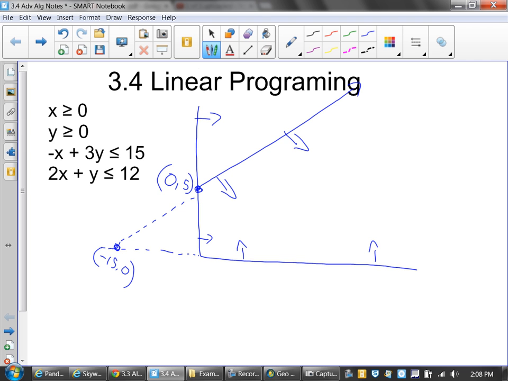I go to my next set of intercepts. Do you guys agree it's at 6 and 12? 6 for x, 12 for y. Okay. So 6, 0, and 0, 12. What's 0 plus 0? Is it smaller than 12? Okay. So as of right now, we have this boundary that we found of a four-sided figure.